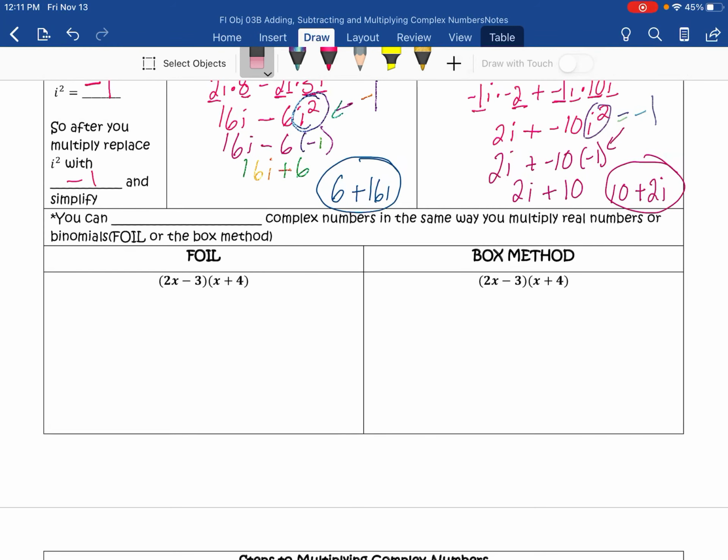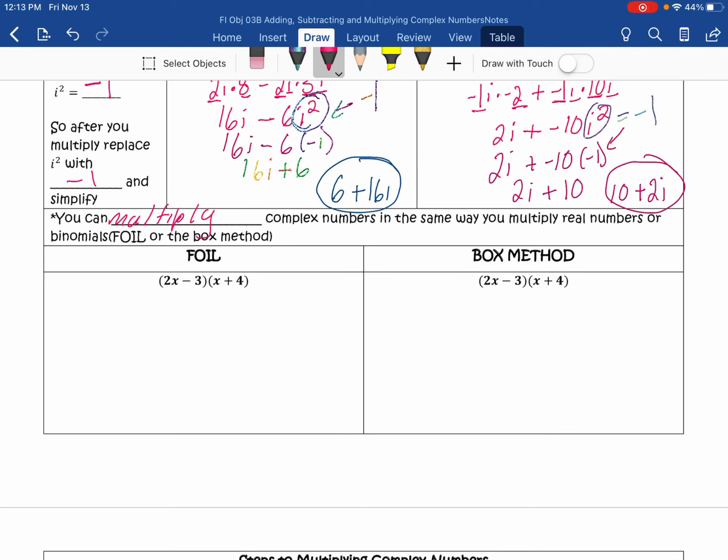Okay, so we started with the basic multiplication. I wanted to do a separate video so you guys would have access to a little bit more complicated multiplication. So you can multiply complex numbers in the same way you multiply real numbers or binomials. You can use the FOIL or you can use the box method.